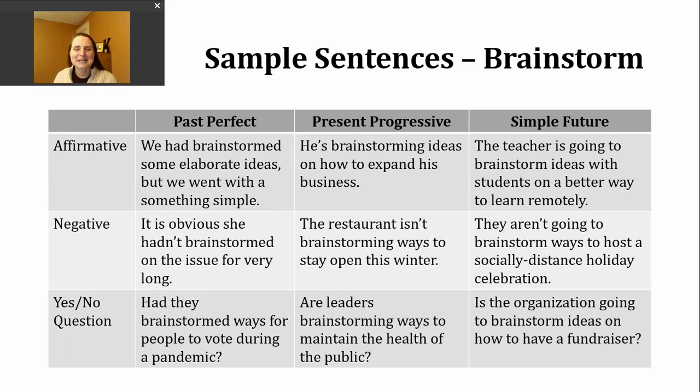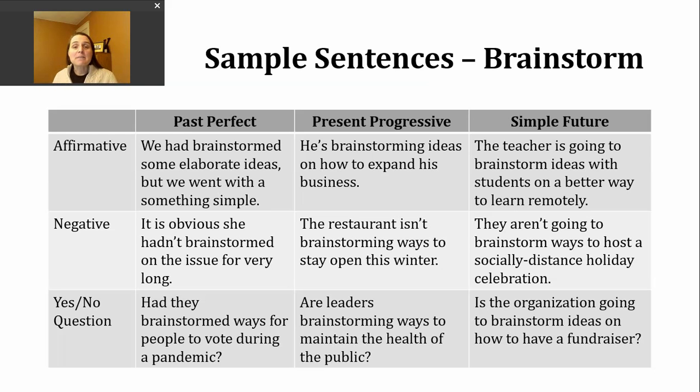Let's look at an example sentence. The restaurant isn't brainstorming ways to stay open this winter. Okay? Perhaps they've just decided, you know what, we're only going to do carry out this winter, and we'll worry about having people dine at our restaurant in the spring or summer when it's warmer and when we hopefully have a vaccine.